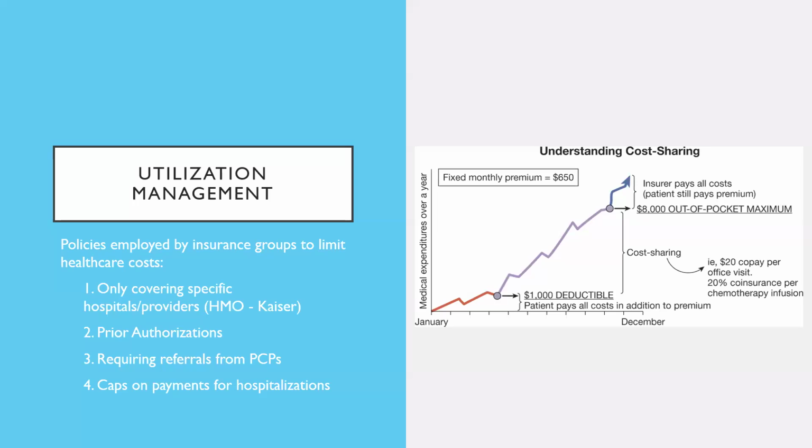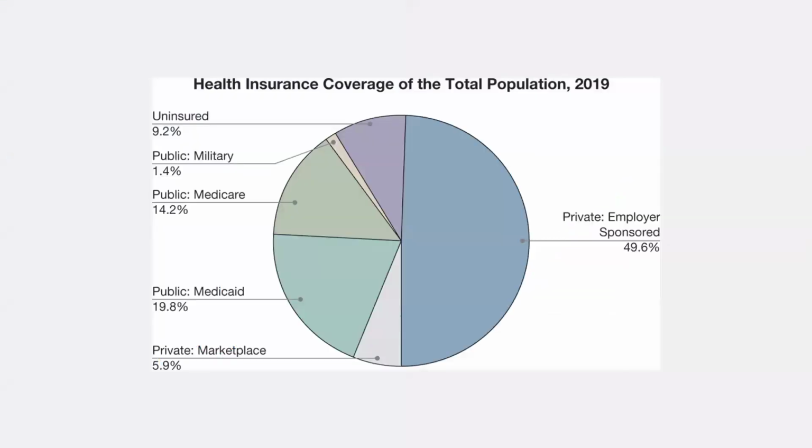Furthermore, it's a lot to ask a patient to determine whether their abdominal pain is from gas or something life-threatening. So people tend to go to the hospital when they feel like they need to. Looking at the entire population, this is from 2019. You can see almost half of people are covered under an employer-sponsored insurance plan, then with Medicaid and Medicare making up the 2 other largest portions. And we'll talk more about the uninsured later on.